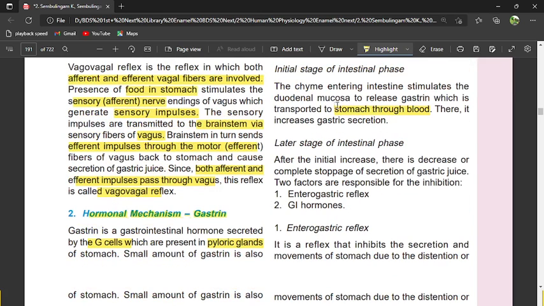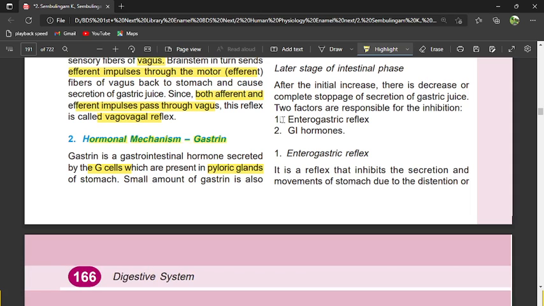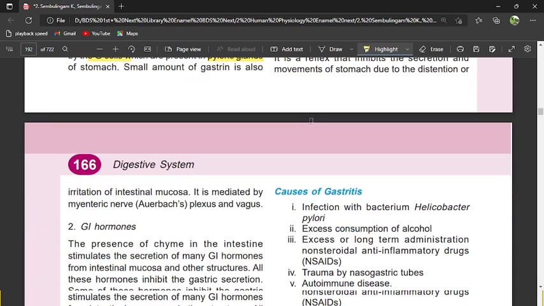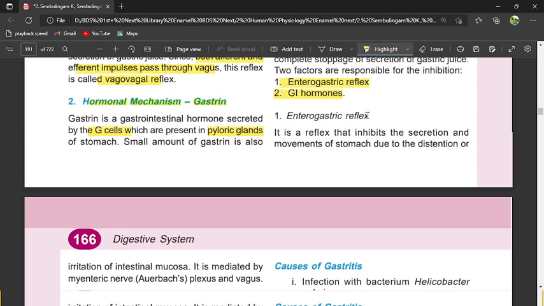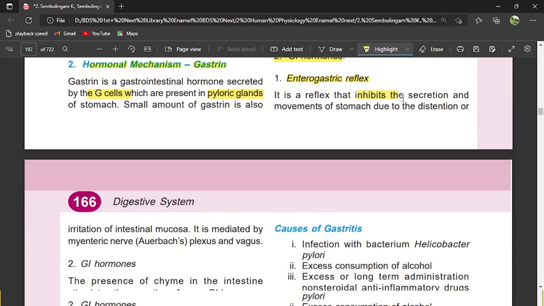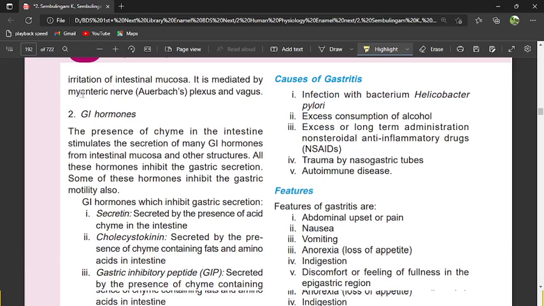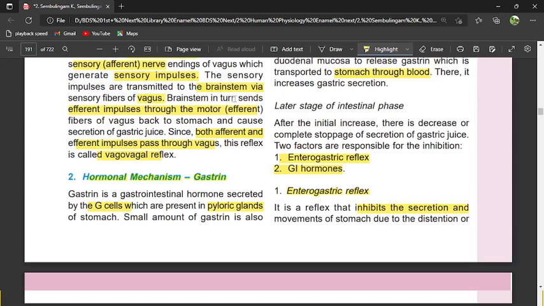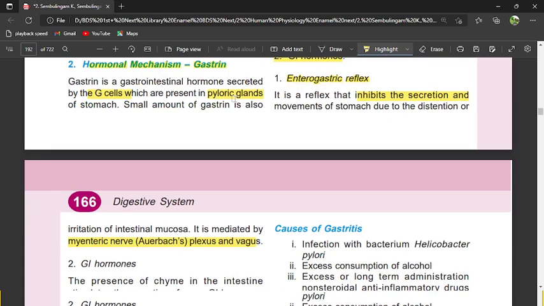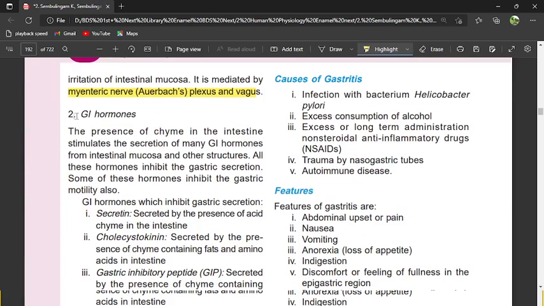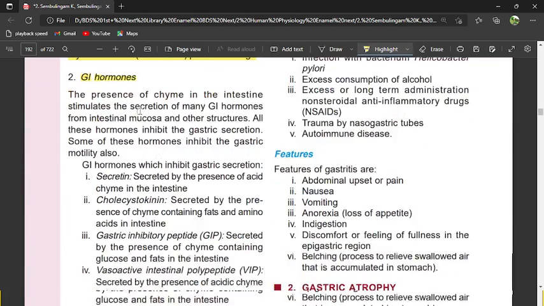Okay, initial stage. Next is the later stage. You have the enterogastric reflex and GI hormones. The enterogastric reflex is a reflex that inhibits the secretion and the movement of the stomach during the distension of the duodenum, and it is mediated by the enteric nervous system and the vagus. आपने enteric nervous system पढ़ा ही होगा और vagus भी पढ़ा ही होगा इससे पहले phase में, right? So what is the GI hormone doing?